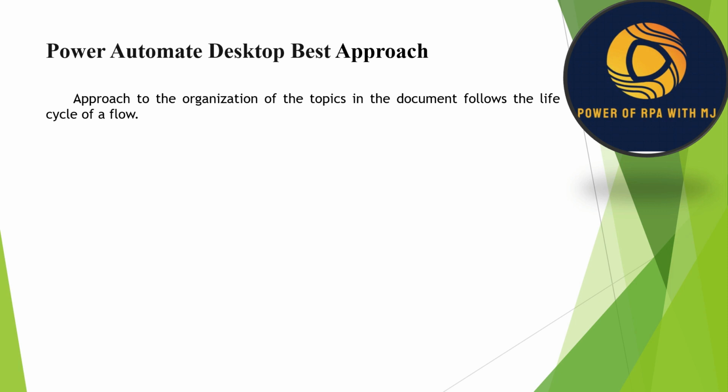See what the Power Automate Desktop best approaches are. So in your organization, you are going to do any automation. What is the life cycle we have to follow? What is the flow of that? First, we have to plan in case we are gathering one requirement.